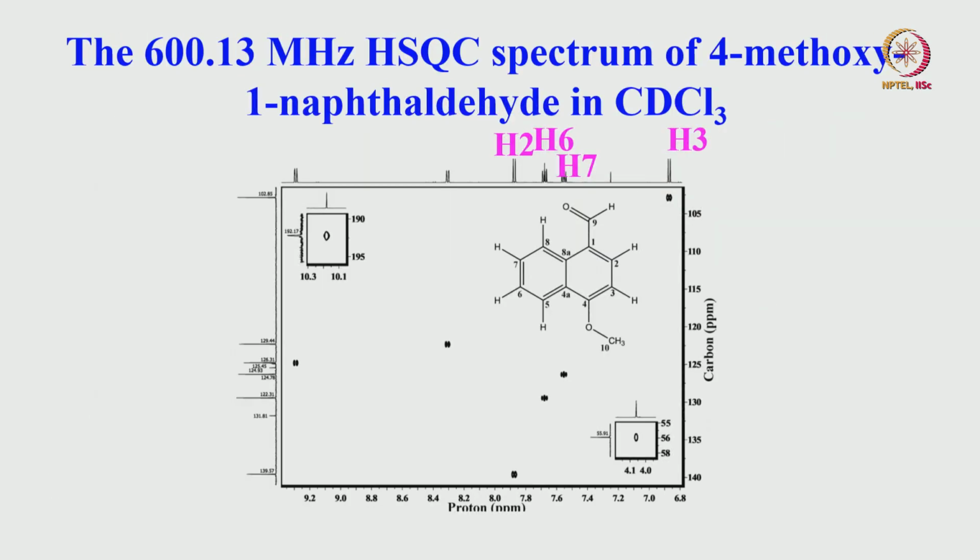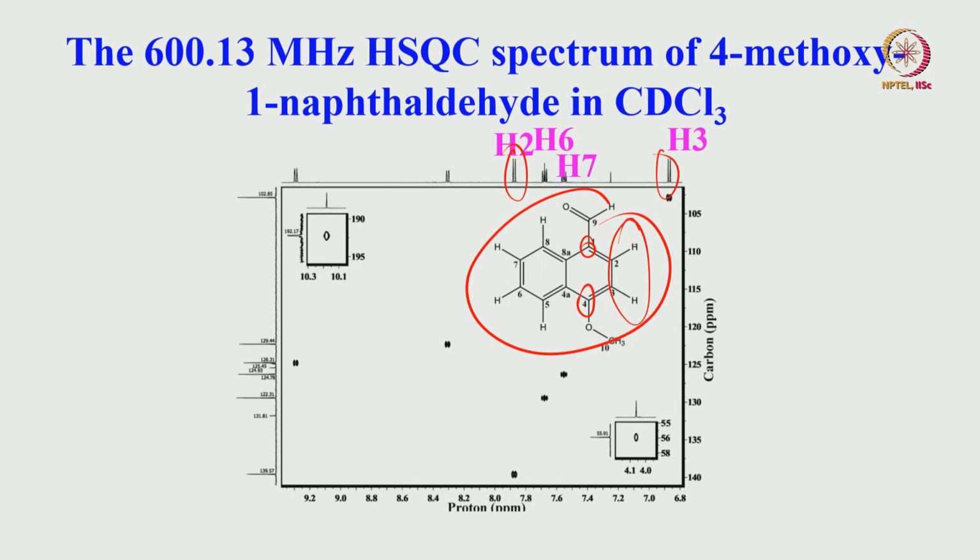So this is a 600 megahertz HSQC spectrum of 4-methoxynaphthaldehyde. Look at this one, very easily. This is a phenyl group I have taken. There are 2 protons here, and of course these are all quaternary carbons. These 2 are attached. Looking at the multiplicity pattern, each of them is a doublet. I know these are the H2 and H3 protons.